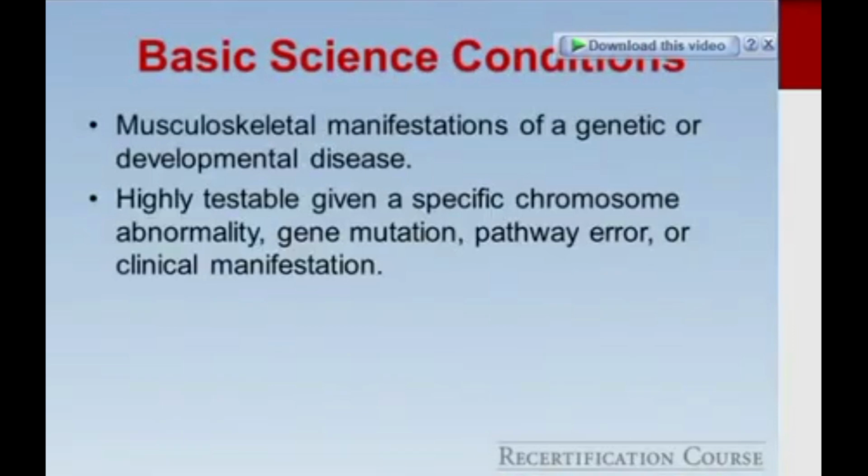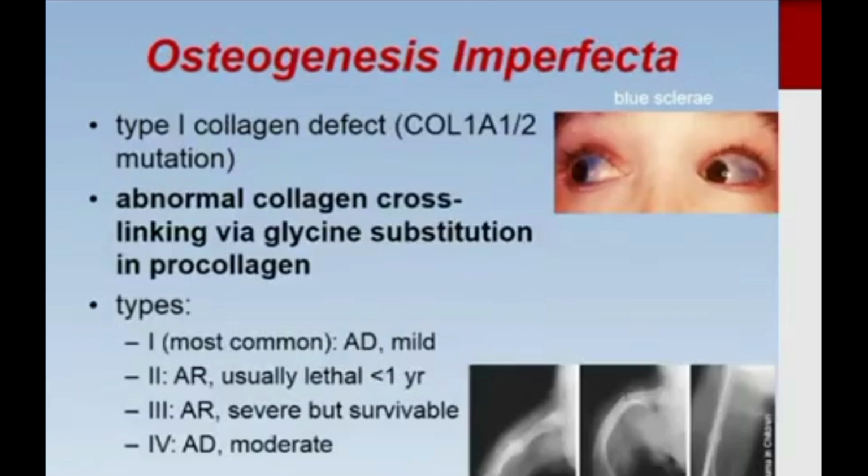So I put some slides in here as well, which are going to go over some basic science conditions. These are conditions that are easily testable, and they have specific manifestations that are easily testable in the question stem and are normally associated with a specific chromosome abnormality, gene mutation, pathway error, or again, a clinical manifestation. So osteogenesis imperfecta, this is a type 1 collagen defect. We're just talking about collagen, so it makes sense to start with this. It's abnormal collagen cross-linking via glycine substitution in procollagen. There's several different types. Type 1 is the most common.